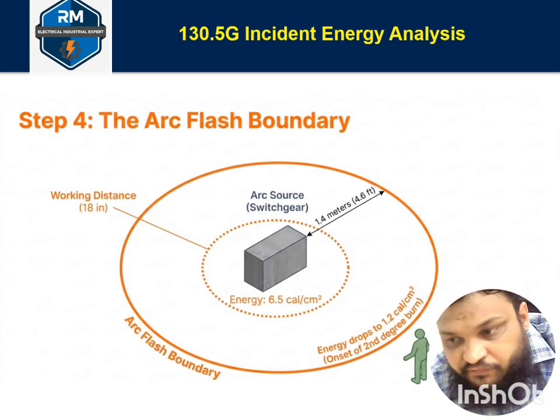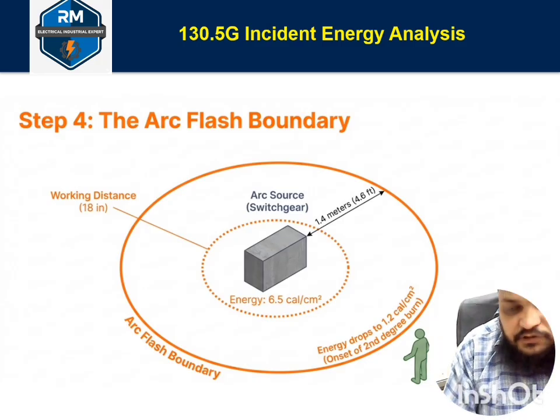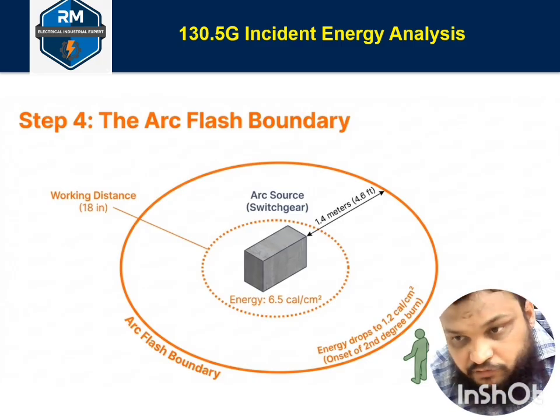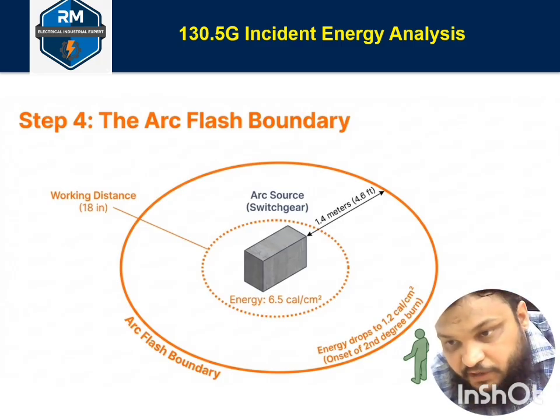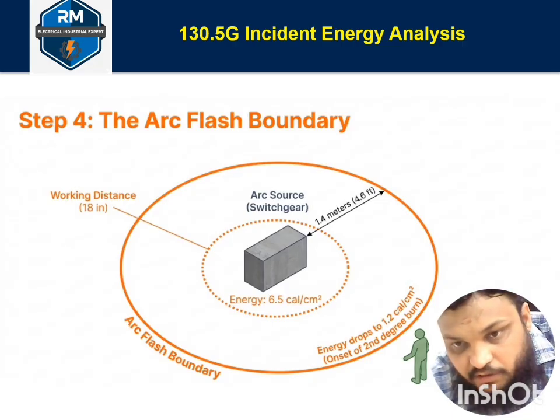In the fourth step, after we have the incident energy of the equipment upon which the person is going to work, we have to define the arc flash boundary. This is the equipment, and this is the total distance from the equipment, and the boundary distance is 4.6 feet that we have defined. And this is the incident energy circle, and the incident energy is 6.5 calories per centimeter square, and the working distance at which the person is working on live equipment is 18 inches.